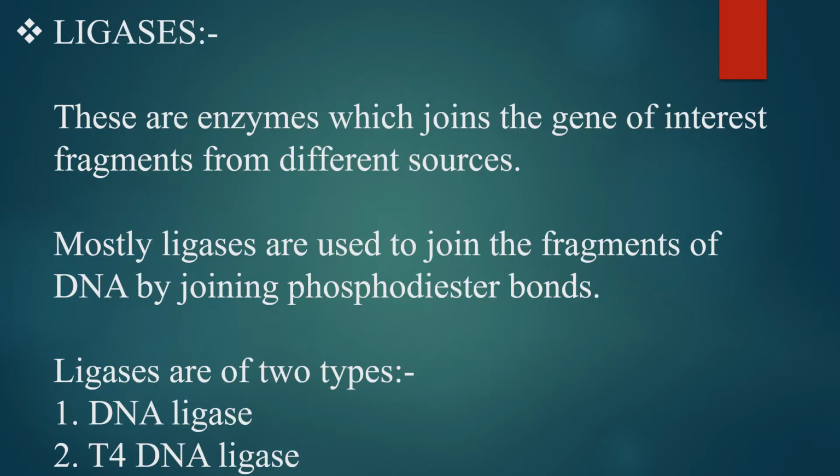Ligases. These are enzymes which join gene of interest fragments from different sources. Mostly, ligases are used to join fragments of DNA by joining phosphodiester bonds. Ligases are of two types: DNA ligase and T4 DNA ligase. DNA ligase is used for cohesive end ligation. T4 DNA ligase is used for blunt end ligation.